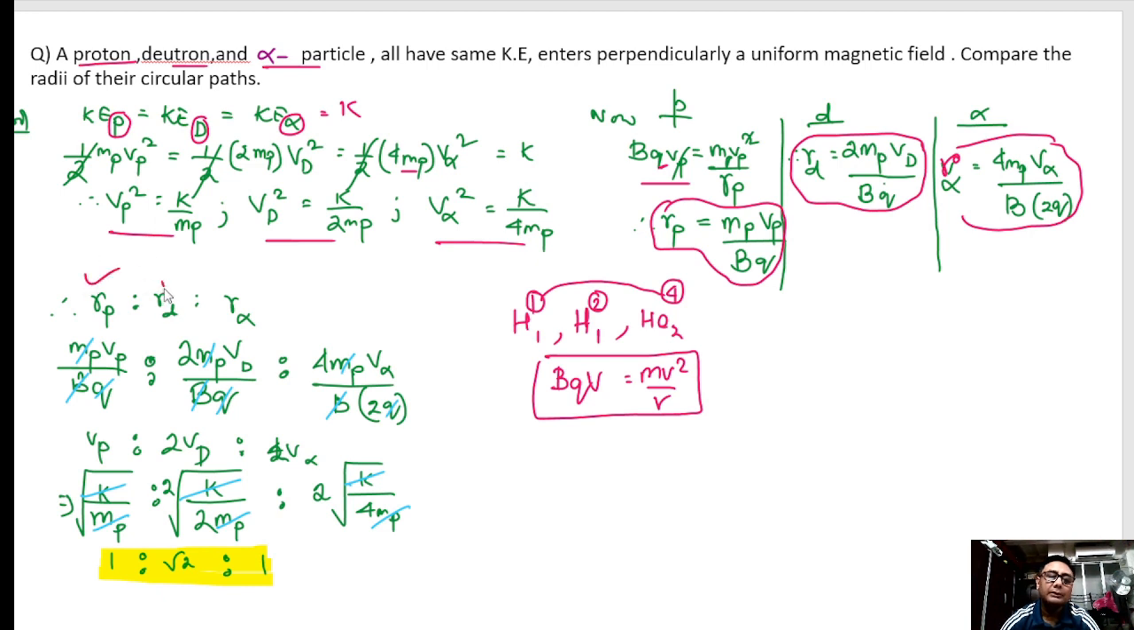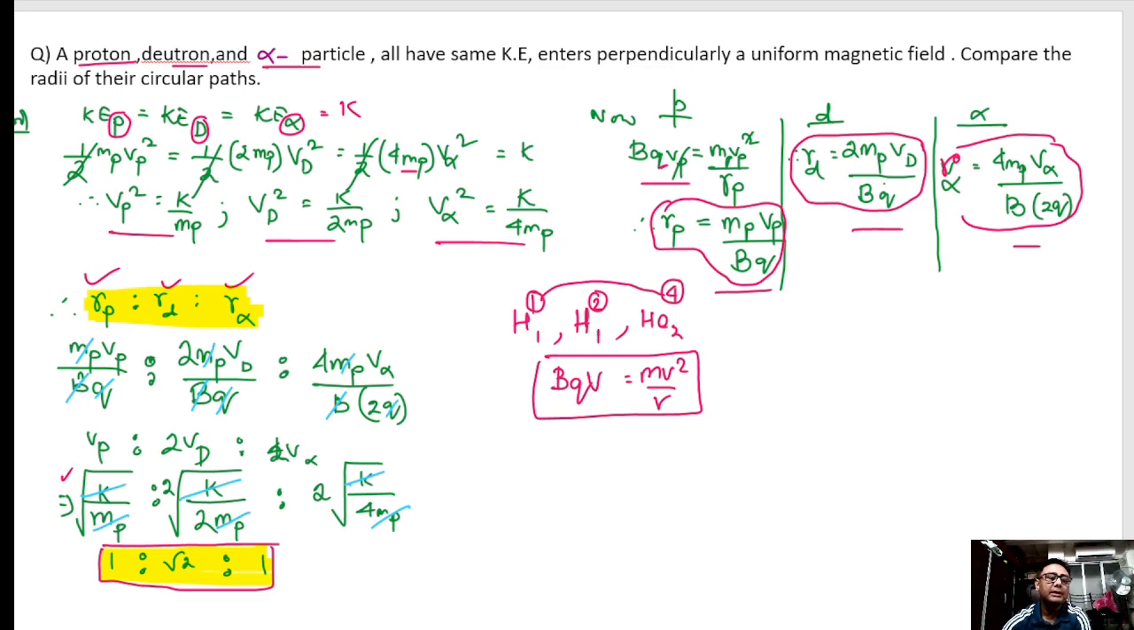Now we have to compare their radiuses, so that means we are comparing these 3 values. We can see that all things cut out, so we get it here. Now what remains is Vp is to 2 Vd is to 2 V alpha. So we know Vp is root over k by mp, so all the common things cut out, what remains is this. This is the ratio of the radiuses of the proton, deuteron and alpha particle. Clear?